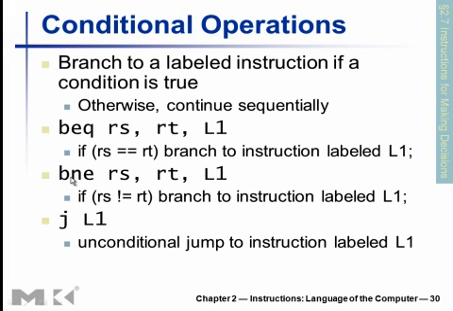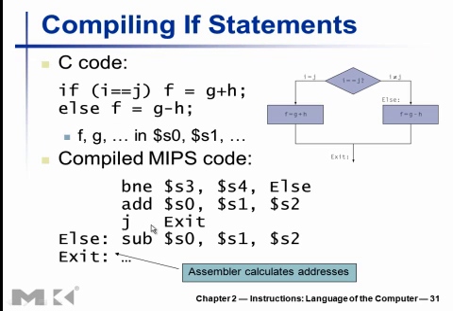BNE stands for branch not equal. We jump to L1 as long as RS is not equal to RT. And then J L1 is an unconditional jump. No matter what, when you come here you will jump to L1.